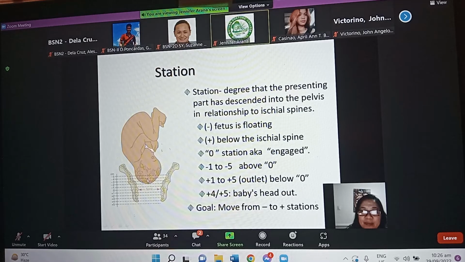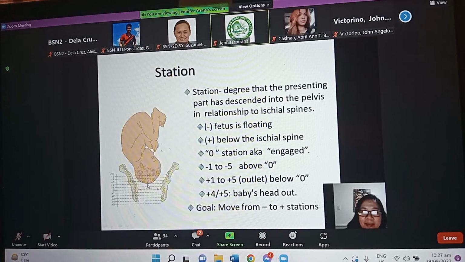But in this illustration, the presenting part is above the ischial spine. What do we call this? The fetus is still floating. The value is negative. The measurement is an estimate: 0, negative 1, negative 2, negative 3, negative 4, negative 5 centimeters. So where is the presenting part of the baby? Negative 2. Since it is negative, it is floating above the spine.